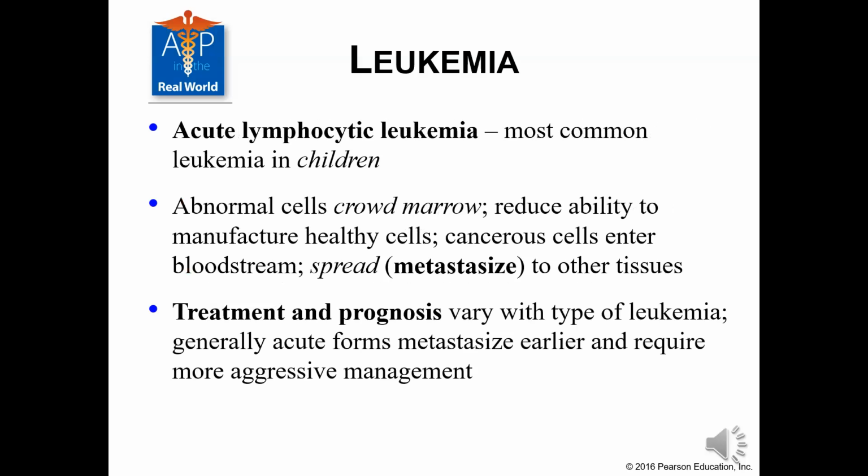ALL, or acute lymphocytic leukemia, is the most common leukemia found in children. What happens is the abnormal cells will crowd the bone marrow. It reduces the ability for the manufacture of healthy cells. Cancer cells then start entering the bloodstream. Then they can spread, or metastasize, to other tissues.